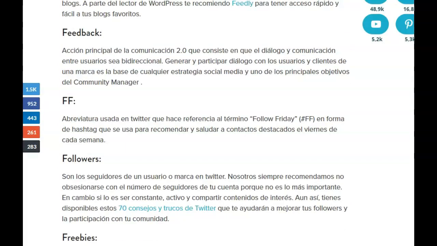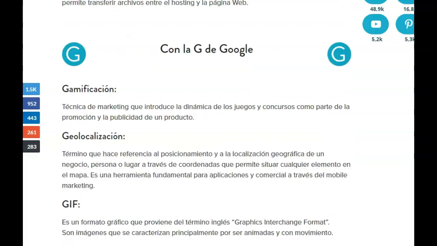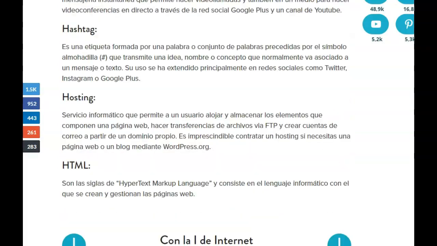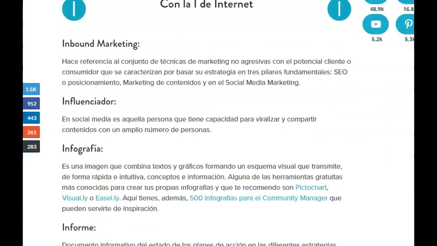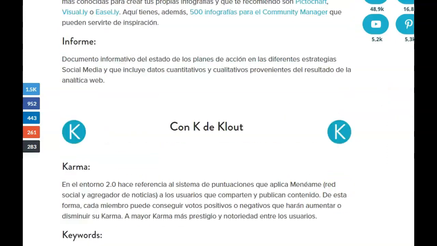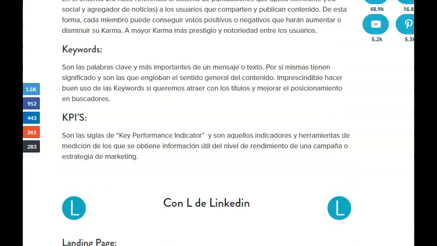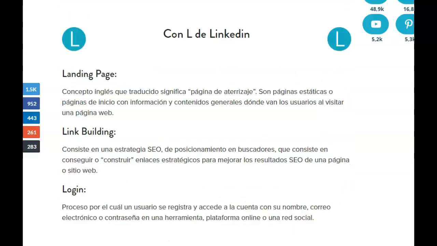Okay, so here, feedback, followers, freebies, hosting, hashtag, es una etiqueta formada por una palabra o conjunto de palabras precedidas por el símbolo almohadilla, que transmite una idea, nombre, concepto que normalmente va asociado a un mensaje o texto. Y se usa principalmente en redes sociales como Twitter, Instagram o Google+. Hosting. Bueno, en fin, la lista es bastante larga.